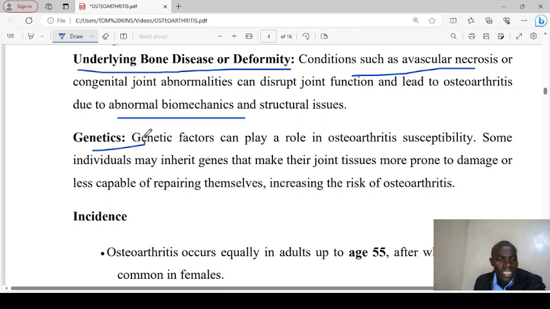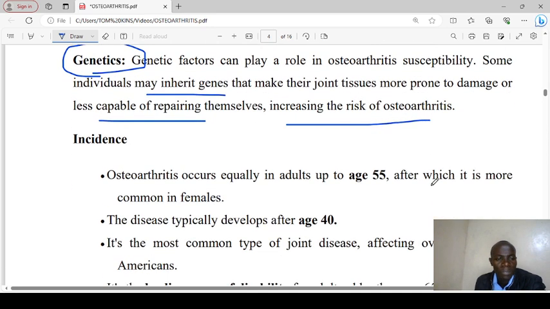The last risk factor is genetics, and genetics can play a role in osteoarthritis susceptibility. So you find some individuals may inherit genes that make their joint tissues more prone to damage or less capable of repairing themselves. This increases the risk of osteoarthritis.